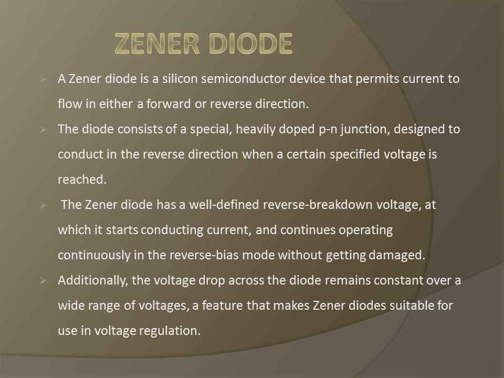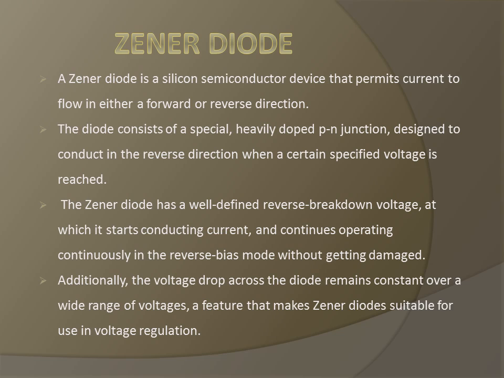As I mentioned earlier, it has very unique characteristics. It has a well-defined reverse breakdown voltage at which it starts conducting current. It continuously operates without any damage, even in the reverse mode. This is very unique about the Zener diode.